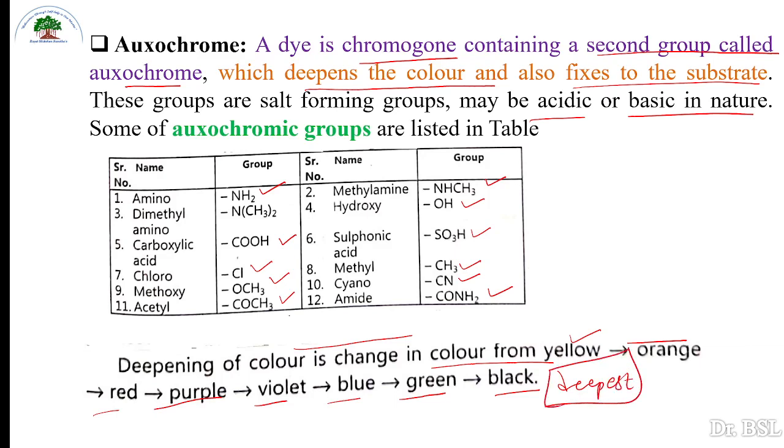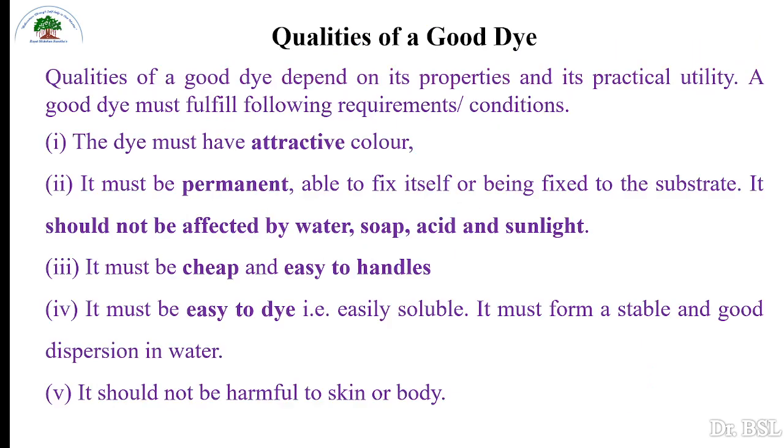Then what are the qualities of good dye? Qualities of good dye depend on its properties and its practical utility. A good dye must fulfill following requirements or conditions. And first one is the dye must have attractive color. First and very important property or quality of the good dye is it must have attractive color. Second one, it must be permanent, able to fix itself to the substrate. It should not be affected by water, soap, acid, or sunlight.